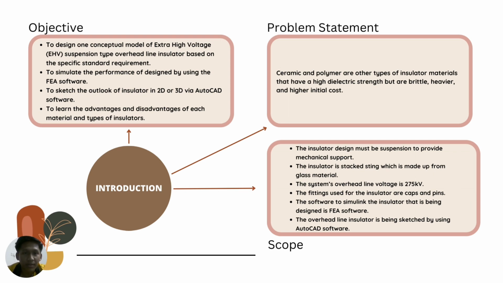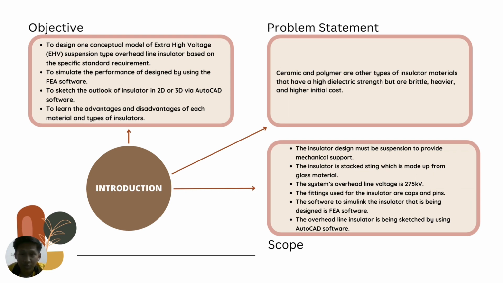For the problem statement, there are three main common types, which are glass, ceramic, and polymeric. Due to its weight, it may increase the weight of the supporting structure and then cause breakage under excessive mechanical stress. Besides that, the cost will also affect the decision on an insulator design.